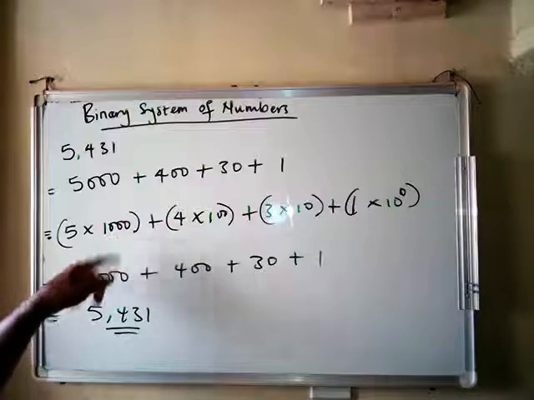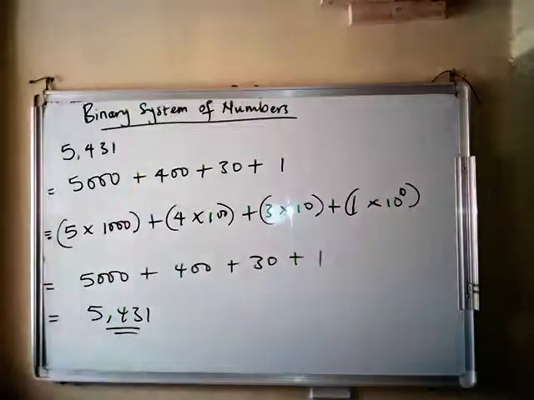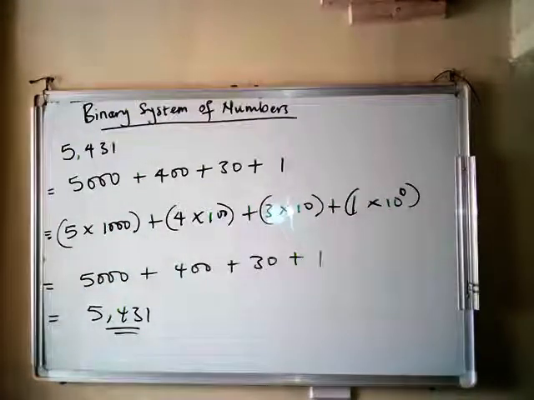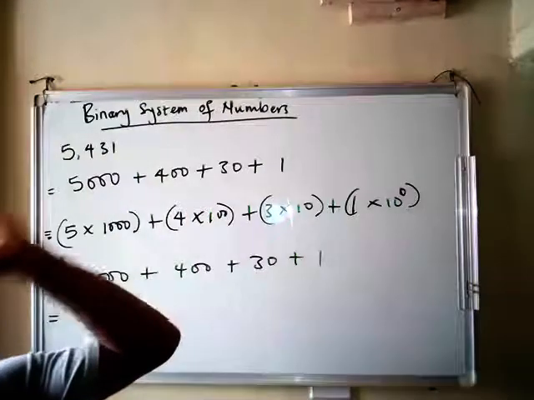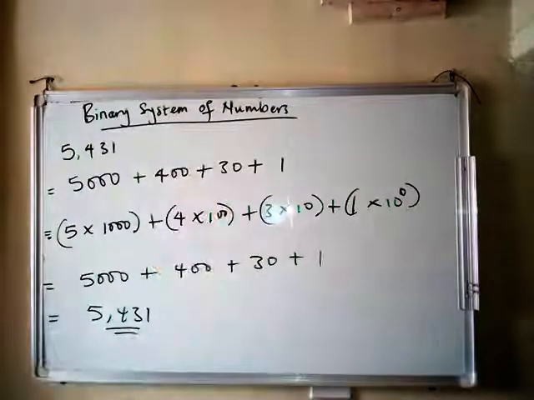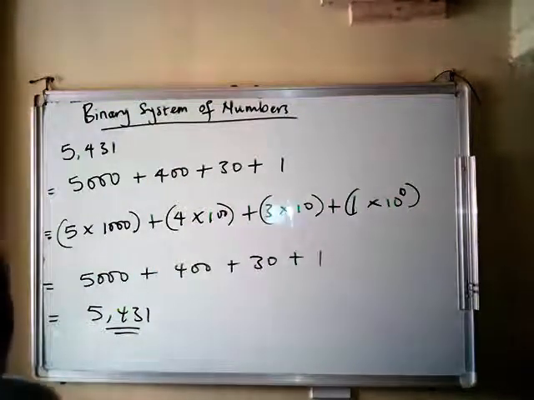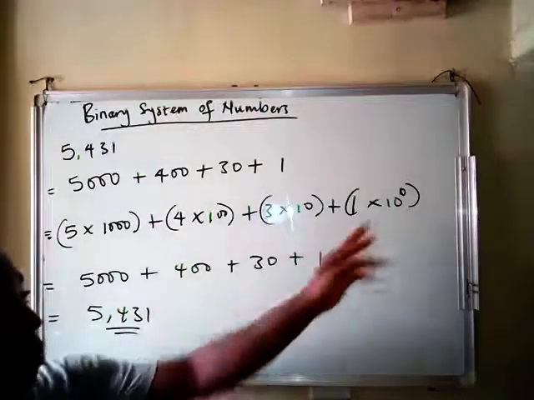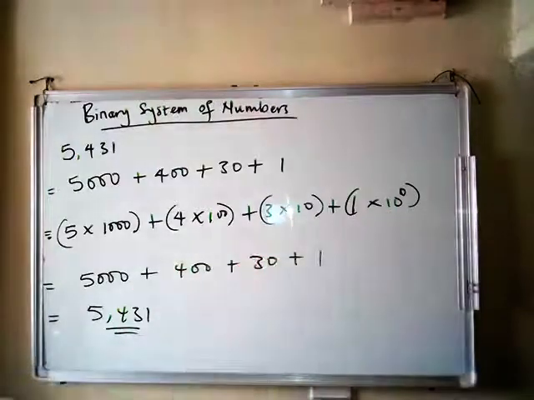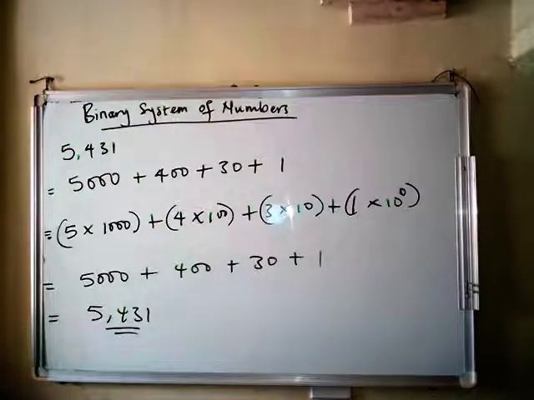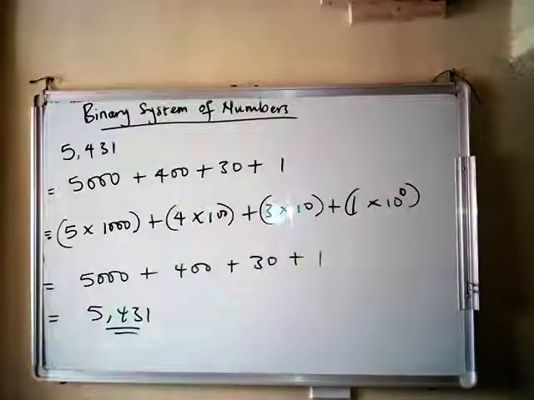Even from the spoken word, this has to be 5,000 plus 400 plus 30 plus 1 being your unit. Or you can replace them as 5 times what? So this is your 10 raised to power 0, 10 raised to power 1, power 2, power 3.